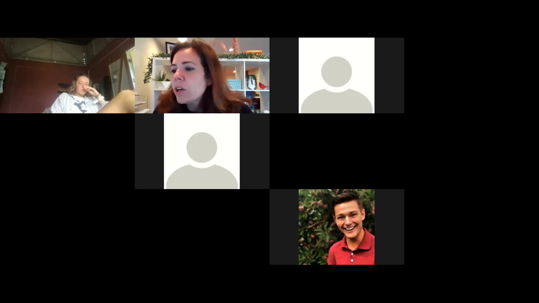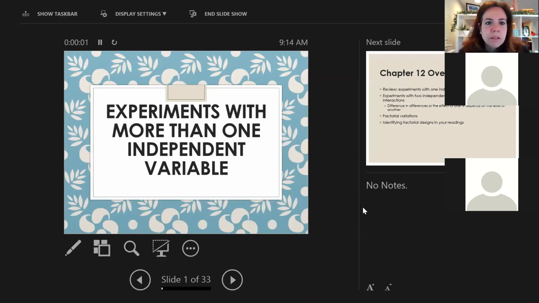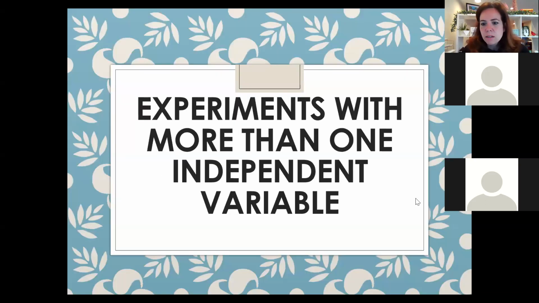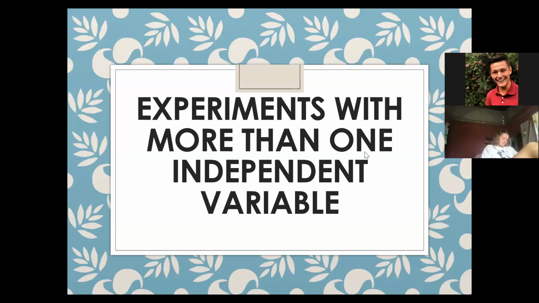So today we're going to be discussing how we run experiments when there is more than one independent variable. Here's that. Okay. Can you guys all see it? Okay, great. Thank you.